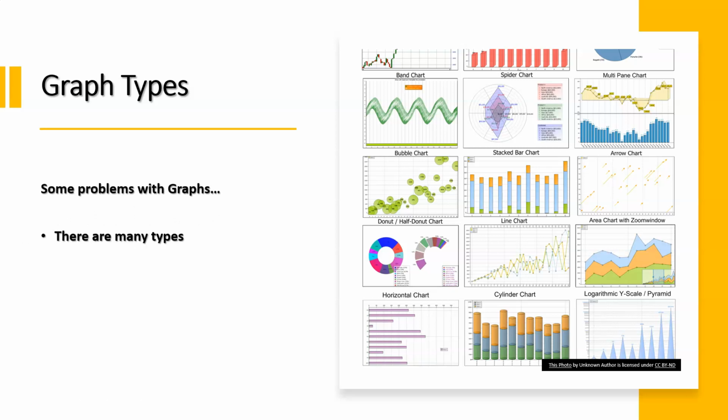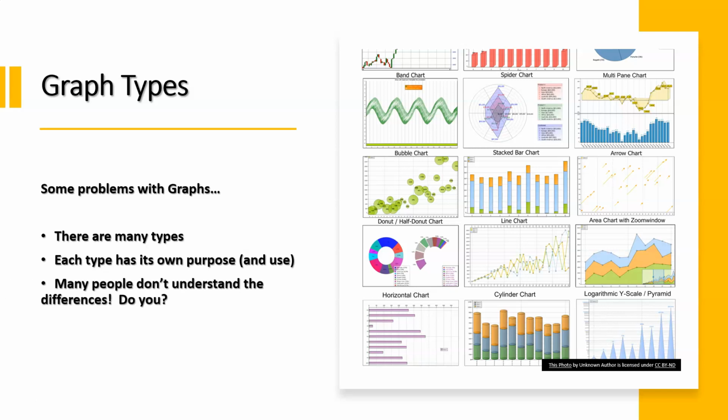There are so many types. Just look at that image there. There are so many different types of graphs. Each type has its own purpose and use. You need to know those purposes and uses before you use them, so don't choose a graph if you don't know its purpose or use. Many people don't understand these differences. Do you? I'm guessing quite a few of you don't, because it is quite tricky to understand which graph you use in which situation. Some graphs can look similar to others, and this can end up giving us misinformation.